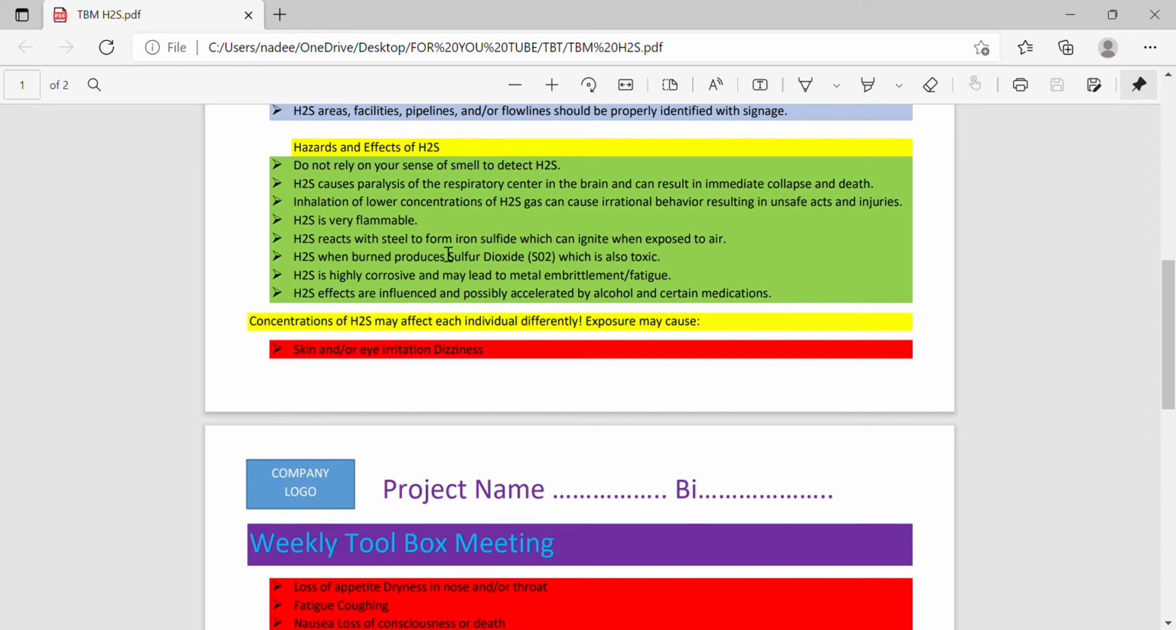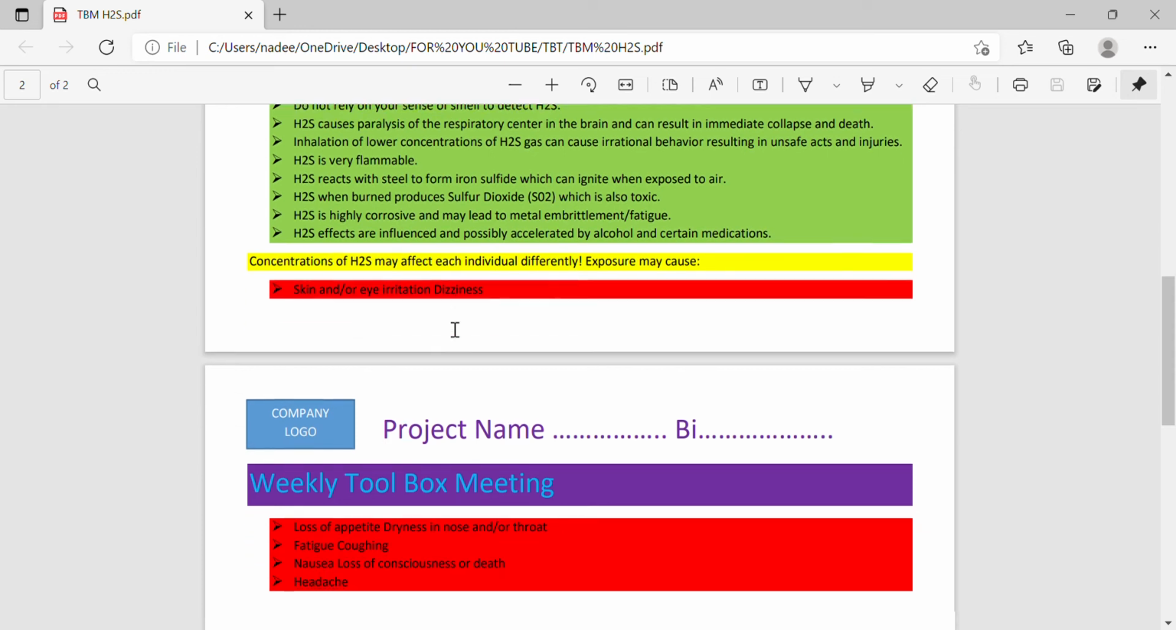Okay, so if you are working with sweet crude, there are chances of having this reaction, I mean iron sulfide. But if you have sour crude, then there are fewer chances. Okay, so you have to be very careful. You have to discuss with your loss prevention department and then the operation team about the reaction of iron sulfide. Okay, whenever H2S is burnt it produces sulfur dioxide, which is also toxic.